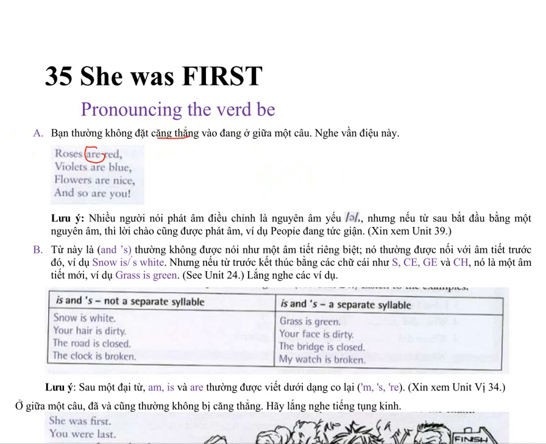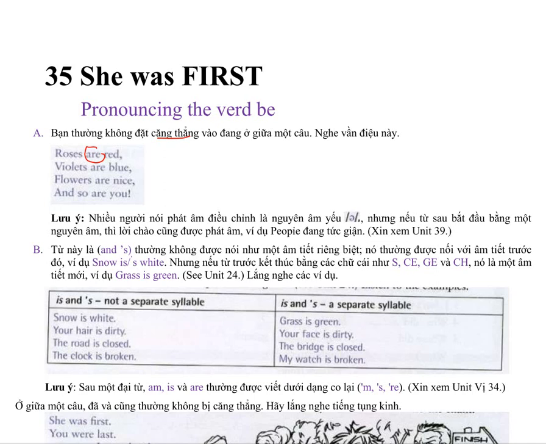Roses are red. Roses are red. Các bạn ha. Violets are blue. Violets are blue. Yeah. Flowers are nice. And so are you. And so are you. And so are you. Are you, các bạn ha.